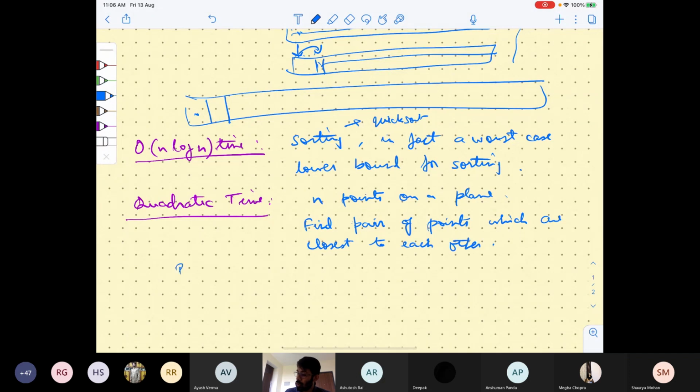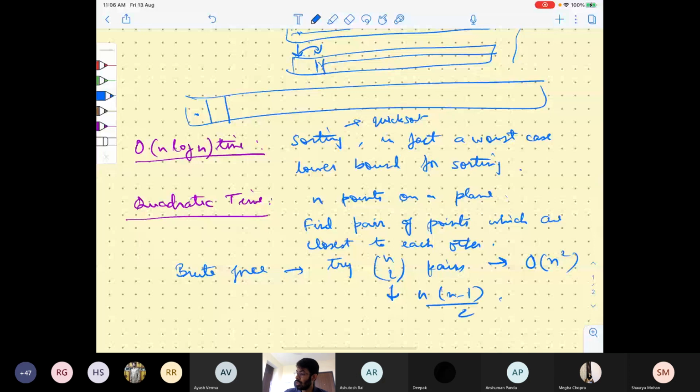So what is the brute force algorithm? Try all pairs of points: choose two points, find their distance, and find the minimum of these. This takes order n square time, because n choose 2, which is n times n minus 1 over 2, is theta of n square. Good.